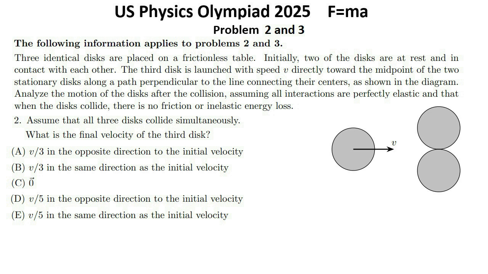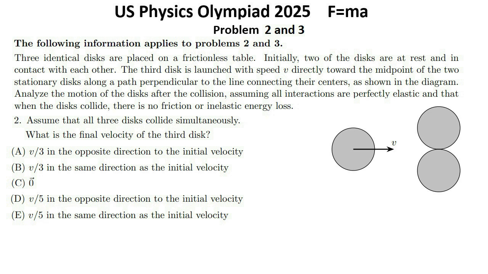Analyze the motion of the disks after the collision, assuming all interactions are perfectly elastic and that when the disks collide, there is no friction or inelastic energy loss. Problem 2. Assume that all 3 disks collide simultaneously. What is the final velocity of the third disk?